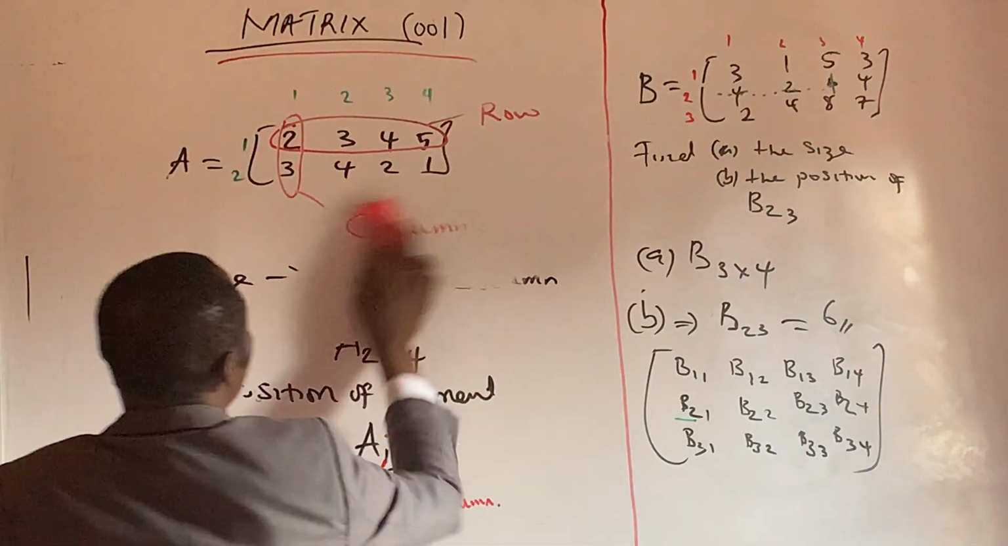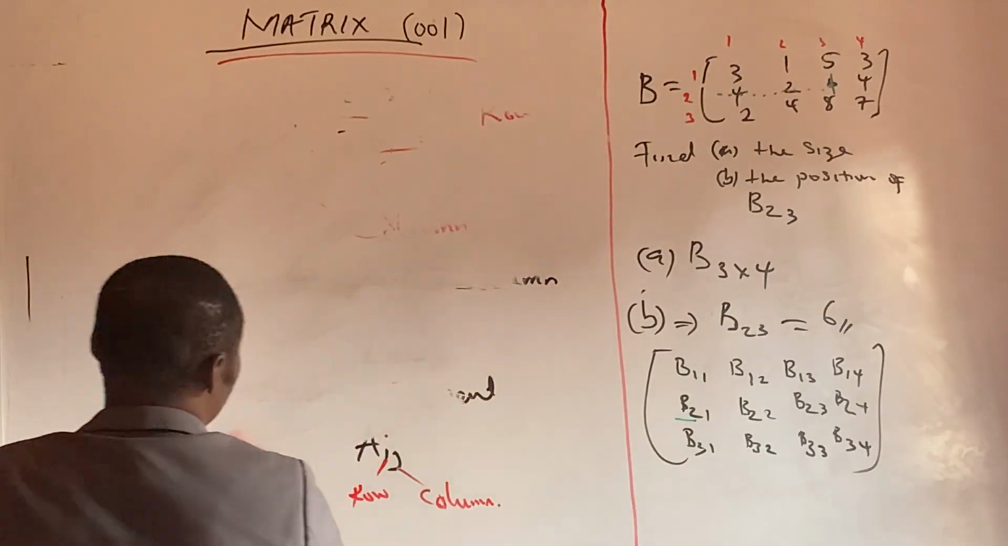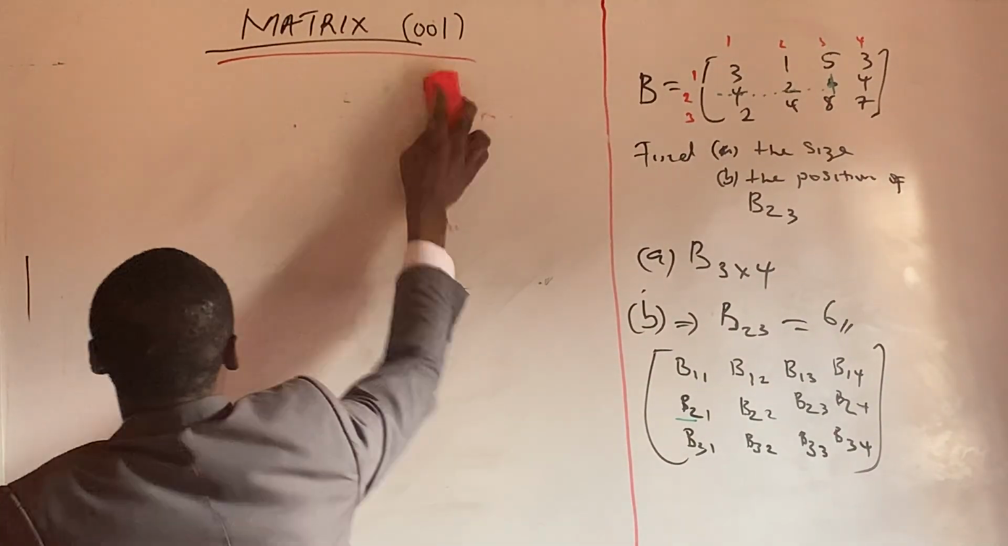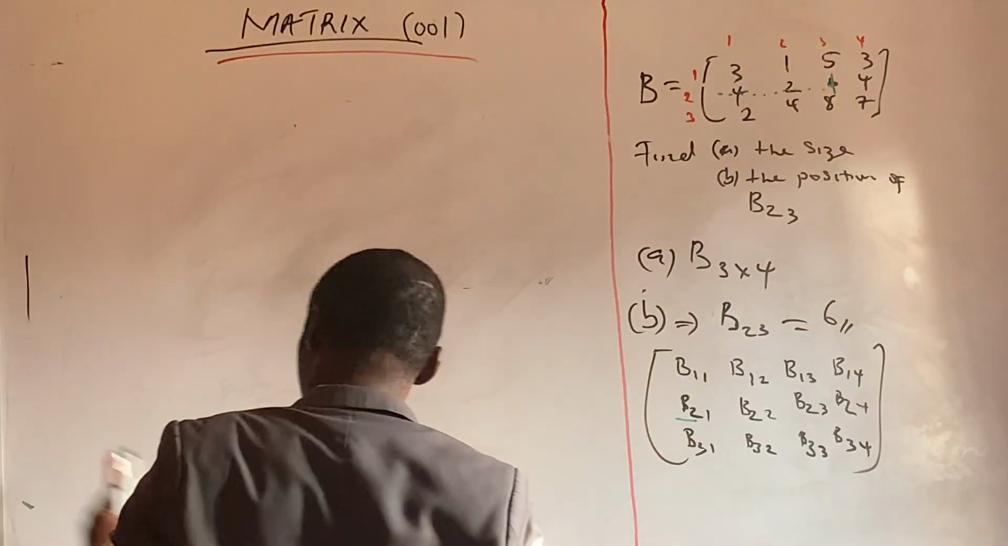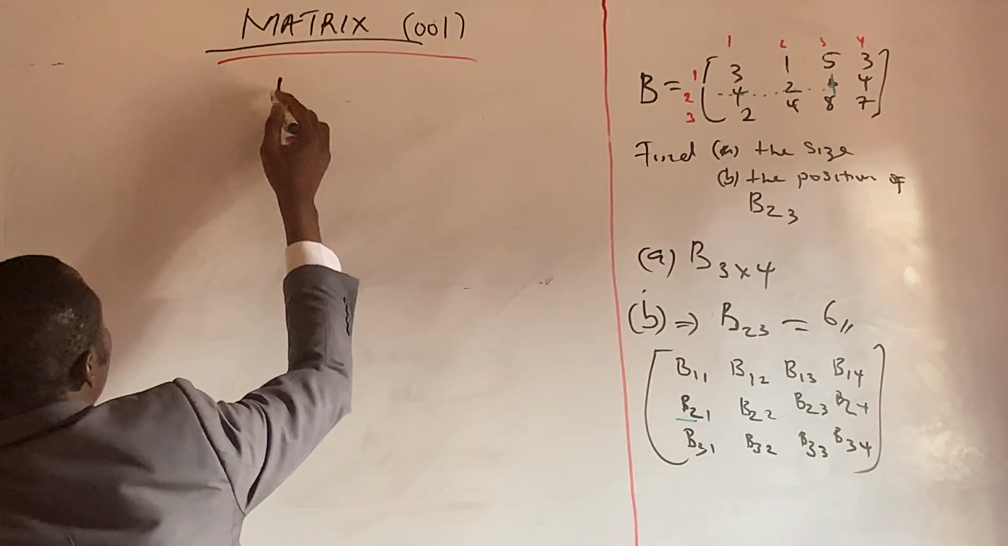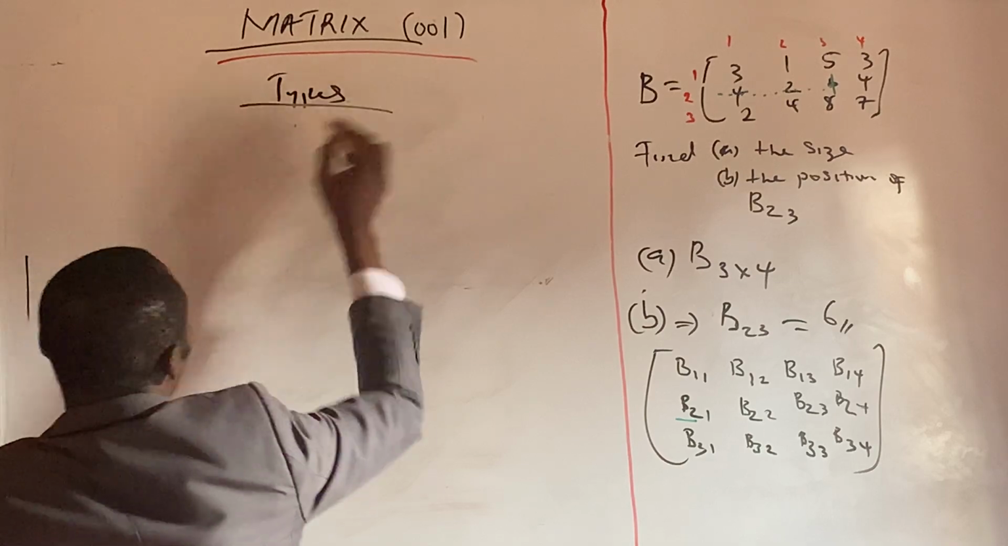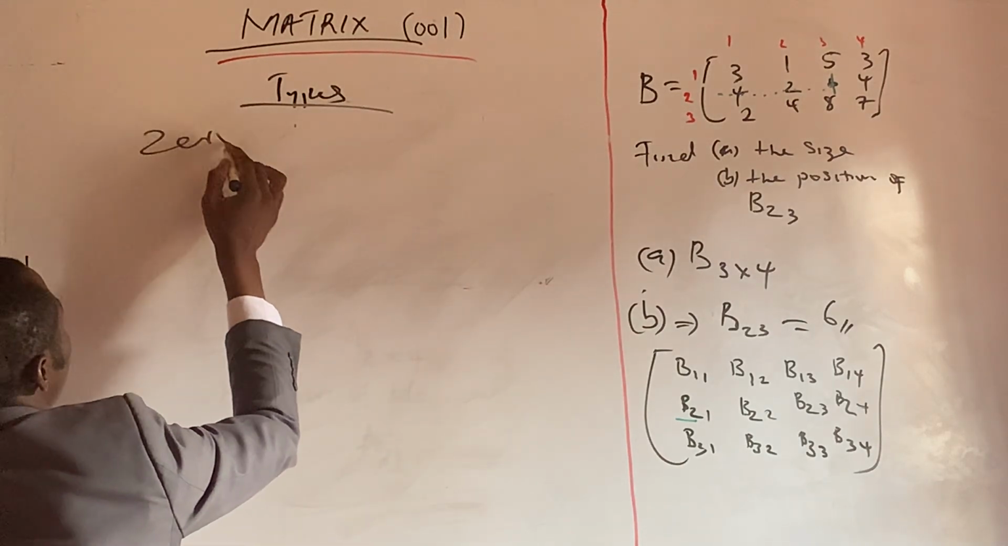Let's look at types of matrix. What are the types of matrix that we have? In fact, we have the types of matrix. We have the zero matrix.